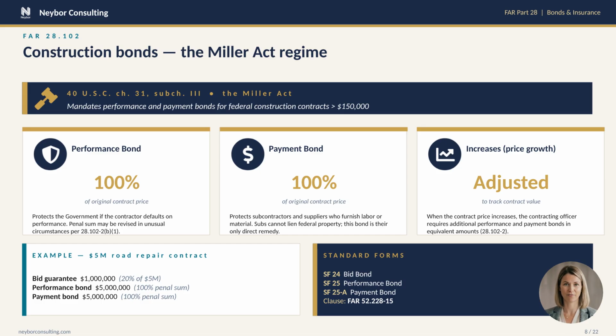The blue tile on the right gives you the standard forms: SF24 for the bid bond, SF25 for performance, and SF25A for payment. The contract clause that pulls all of this together is 52.228-15. We'll see that clause again later.